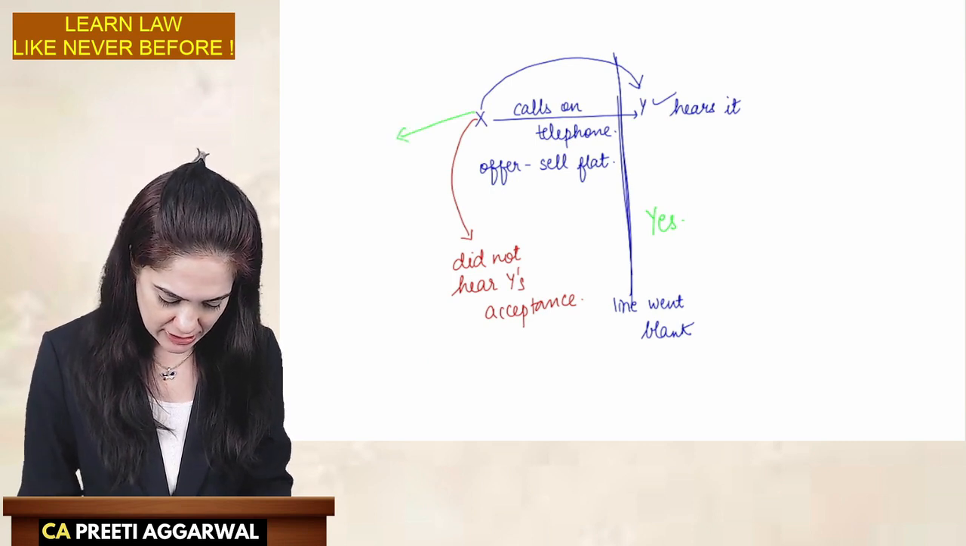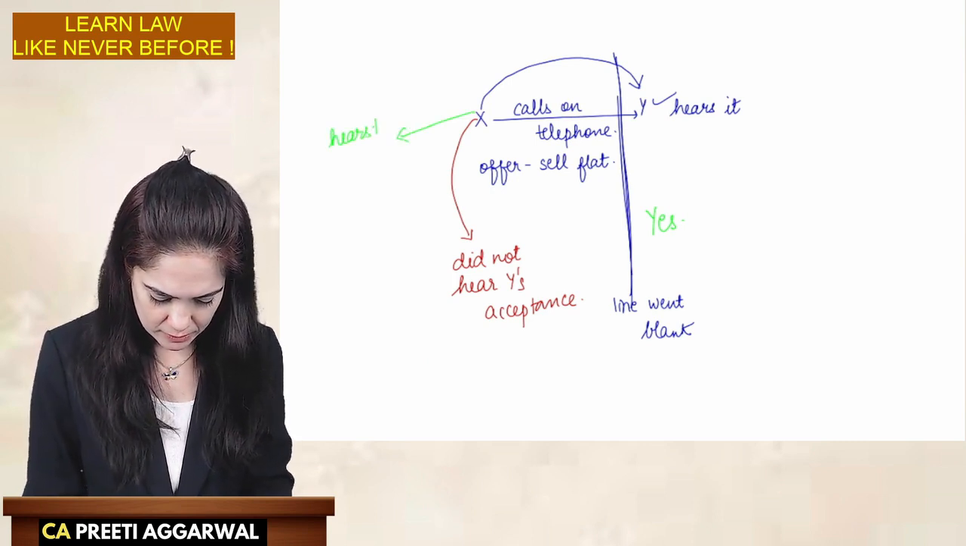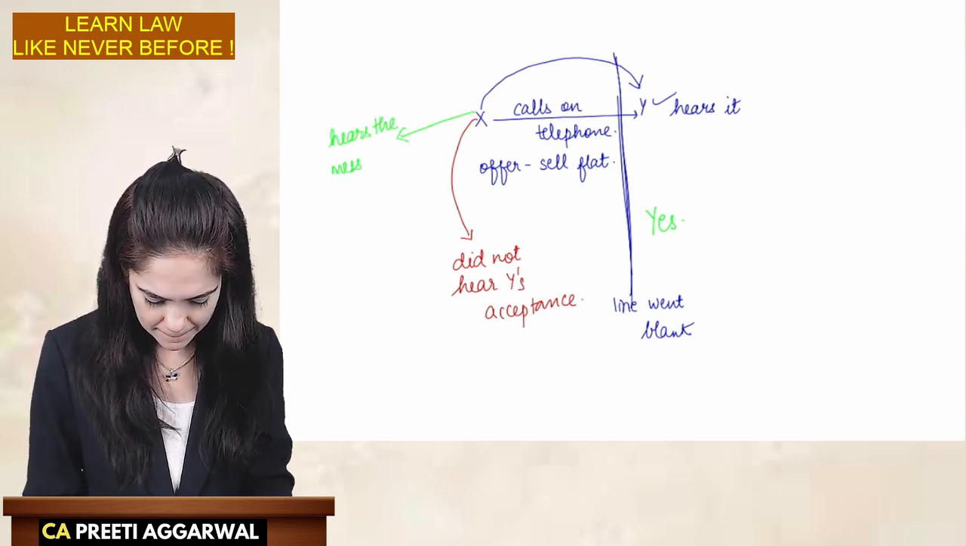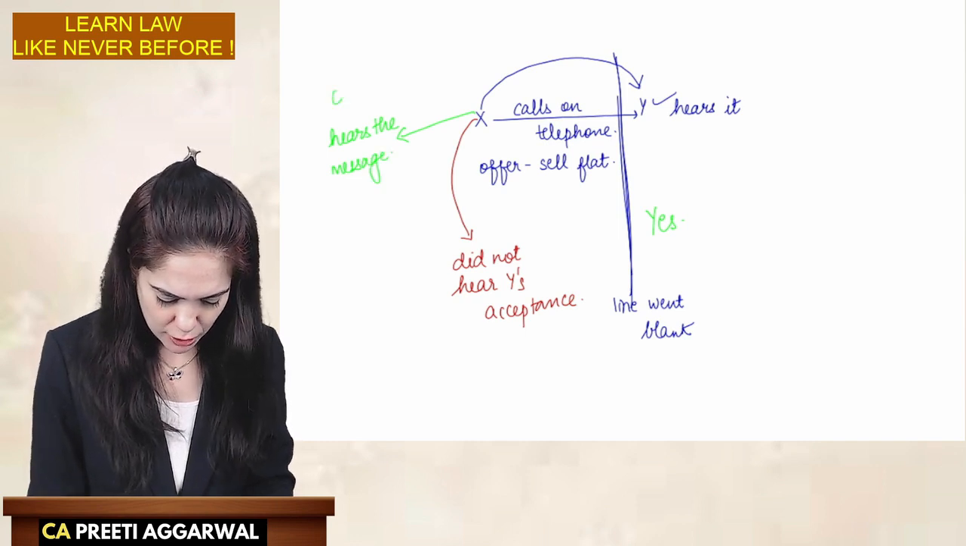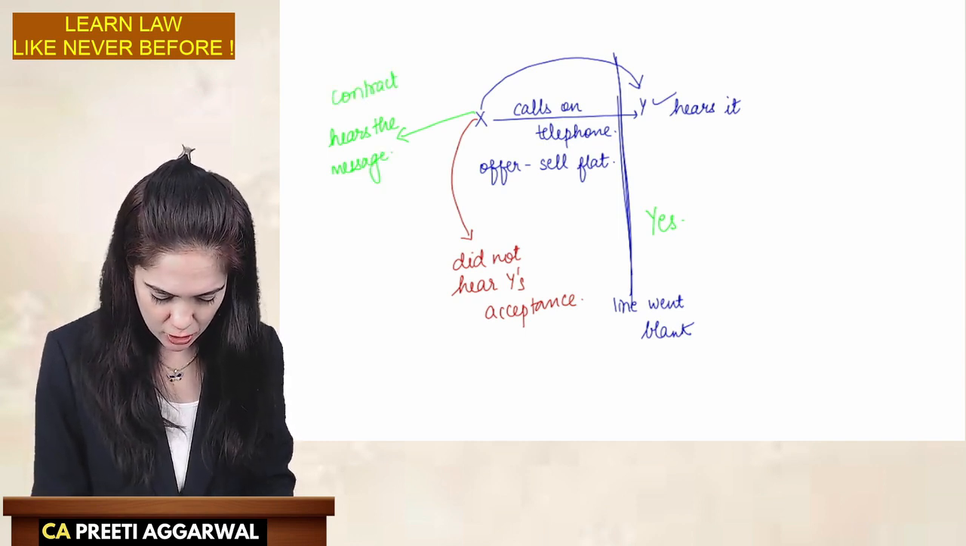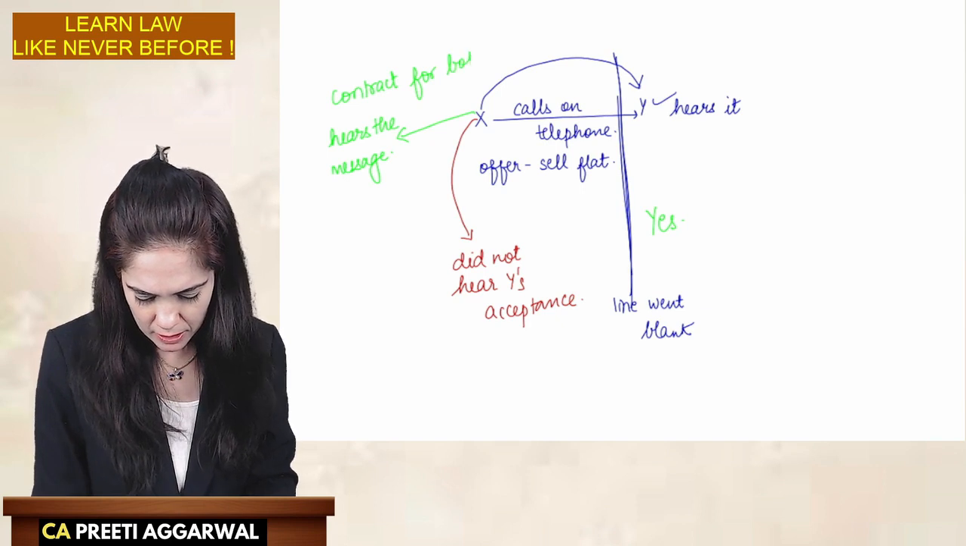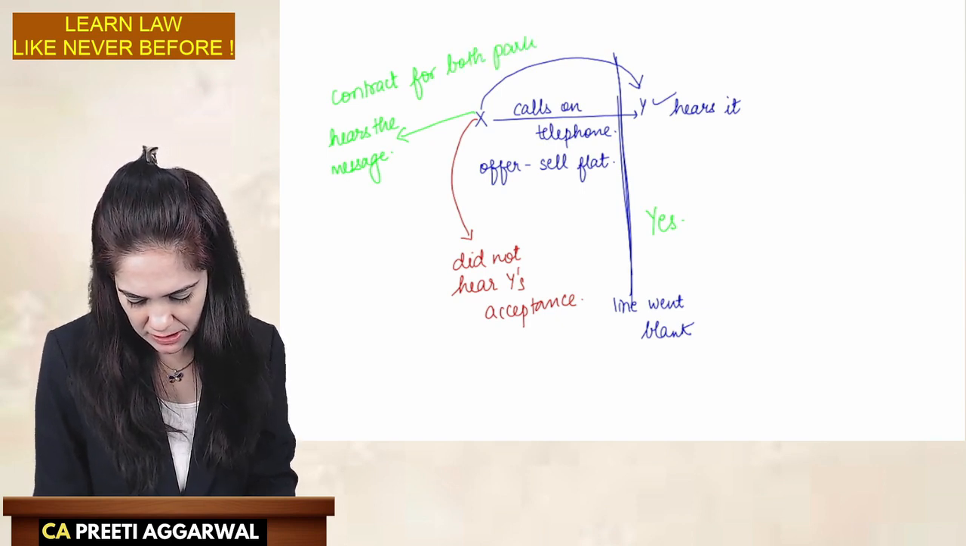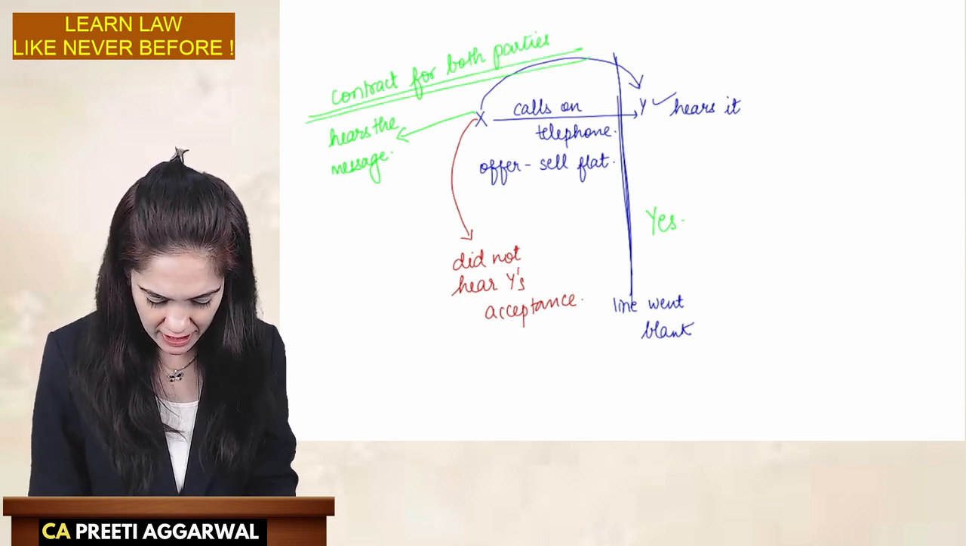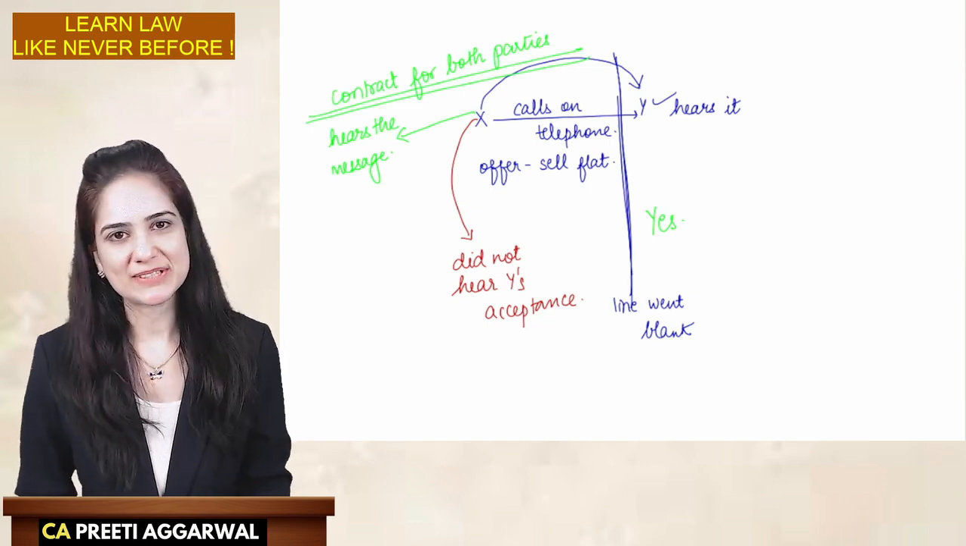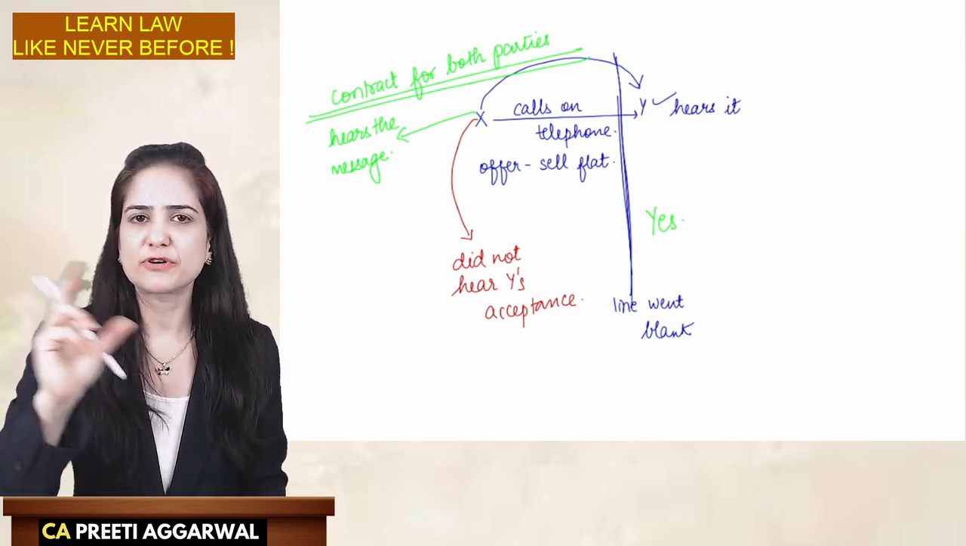Okay. So in this case, the contract will be made for both parties when X actually hears the message. So rules are slightly different for telephone, fax, email.